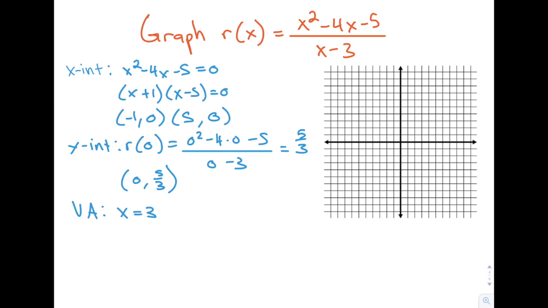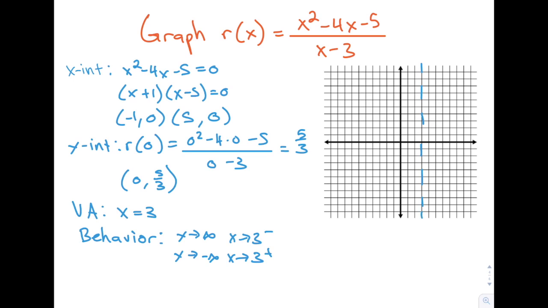And then if we look at the behavior near the vertical asymptote, we could find that y goes to infinity as x goes to 3 from the negative side, and y goes to negative infinity as x goes to 3 from the positive side. So let's put all this stuff on our graph, and then we'll talk about the slant asymptote. So we've got a vertical asymptote at x equals 3, right there.